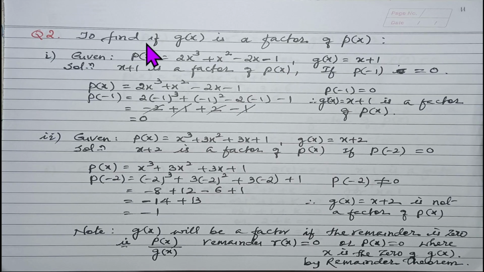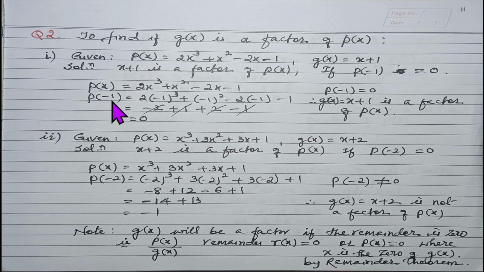Now the next example is to find if g of x is a factor of p of x. Again the same procedure. We are given a polynomial p of x equal to 2x cube plus x square minus 2x minus 1, and another binomial g of x equal to x plus 1. We have to find out whether g of x is a factor of p of x, and for that find the 0 of g of x first. The 0 of g of x is minus 1, and therefore putting minus 1 in p of x.